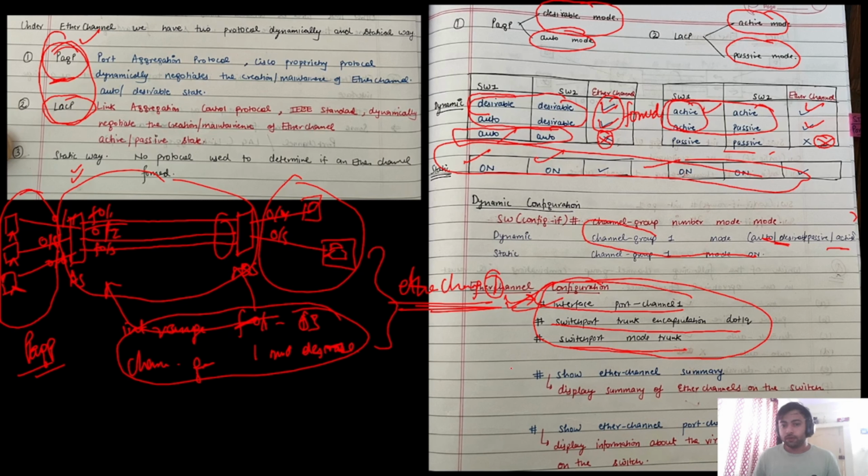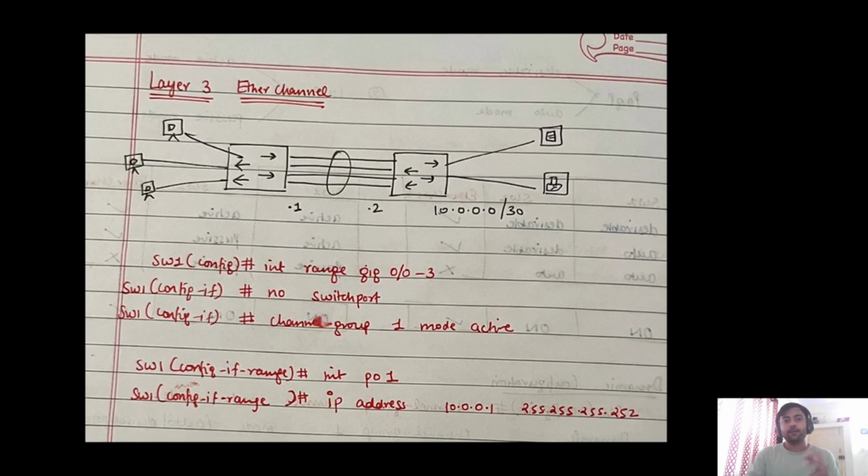And there are two commands for troubleshooting to know about EtherChannel. We will be seeing it in the practical. Now let's understand what is Layer 3 EtherChannel. Layer 3 EtherChannel is nothing different from Layer 2 EtherChannel, but here we have Layer 2 EtherChannel plus IP routing.